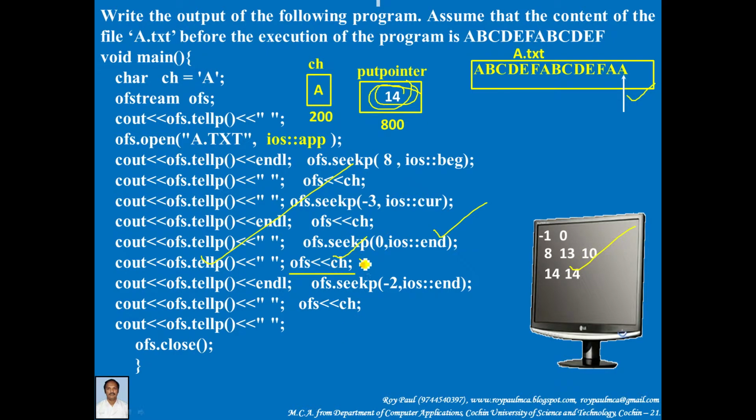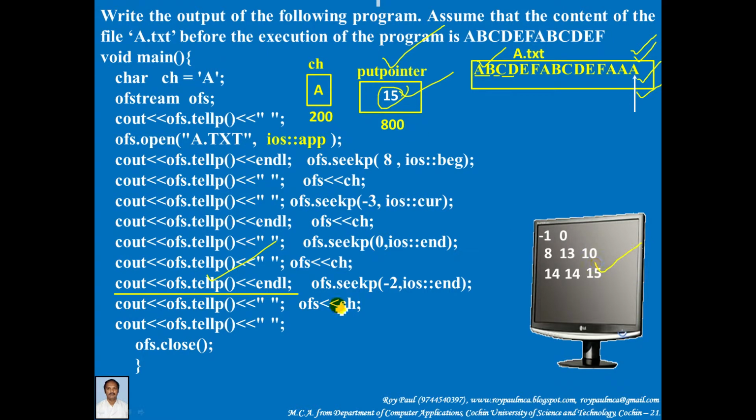OFS output operator CH. CH contains capital A. OFS output operator means capital A will be written to the file a.txt. File is opened in app mode, so new data will be written to the end of the file, and after writing the new data, the file pointer will be below that character. So put pointer contains the position of the file pointer from the beginning, which is 15. 1, 2, 3, etc. up to 15. Next statement, tellp returns the current value for put pointer, 15. Endl means the cursor goes to next line.